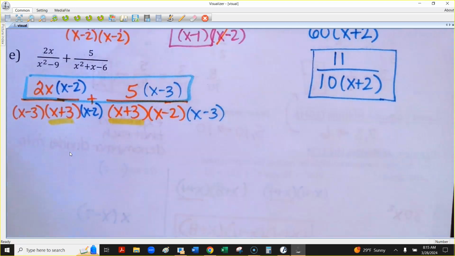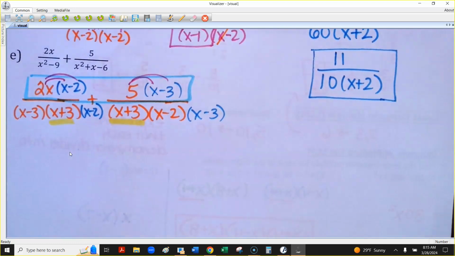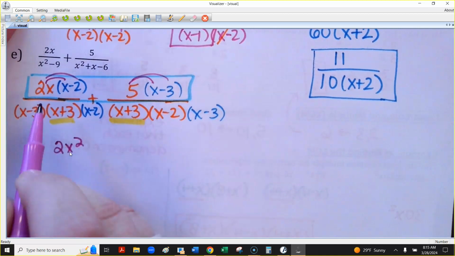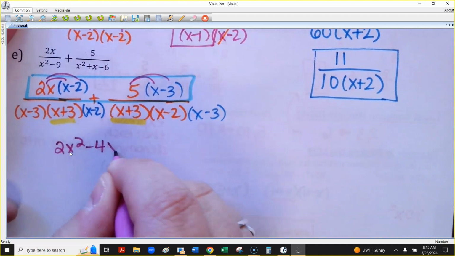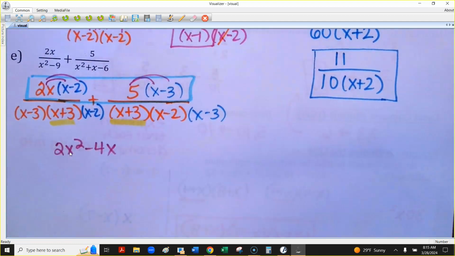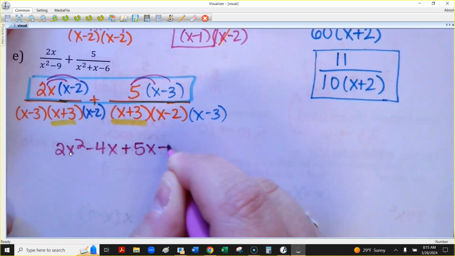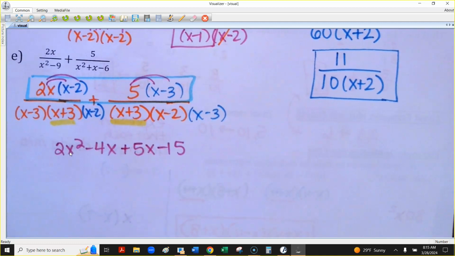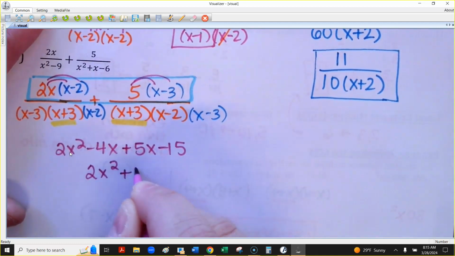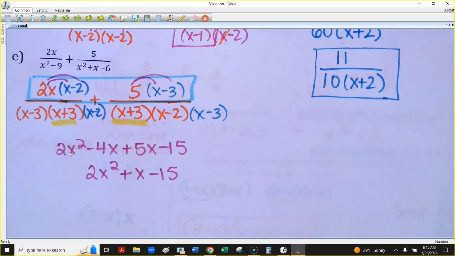So I'm going to distribute and distribute here. We're just adding. I'm not distributing a negative or anything. 2x times x is going to give you 2x squared. 2x times negative 2 would be minus 4x. Okay, now we're just adding these fractions that have common denominators, so I'm just going to distribute this like a positive 5. So it'd be plus 5x and then minus 15. All right, so just combine like terms there. I've got 2x squared plus x minus 15, and then I want to see if we can factor this.